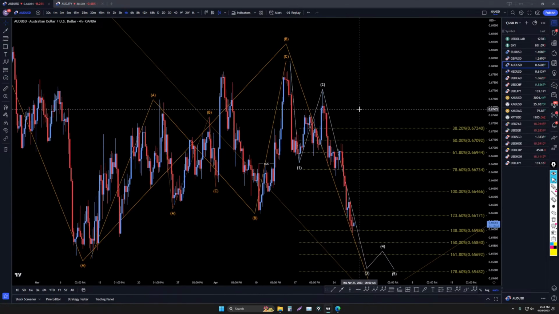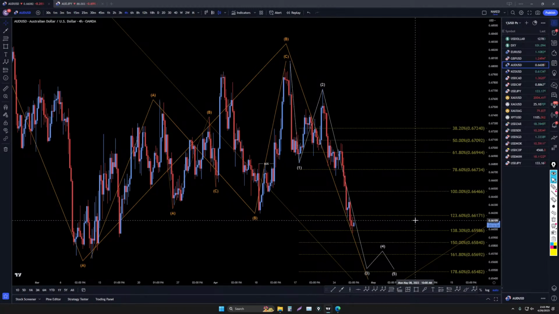So 4-hour time frame, this has been a very choppy pattern. The dollar's been very choppy the last few weeks.